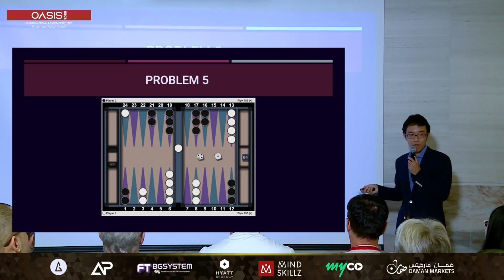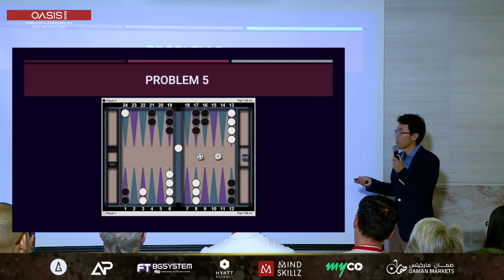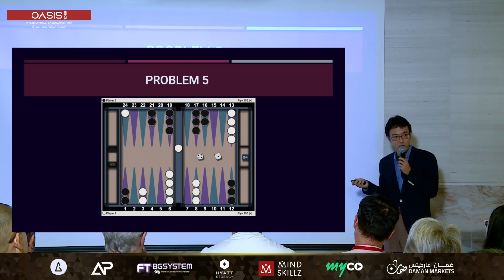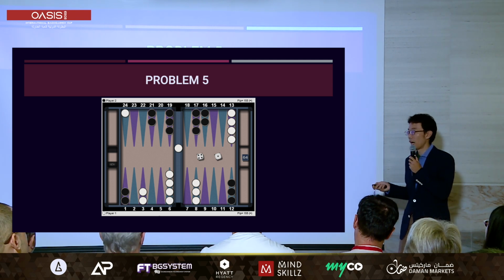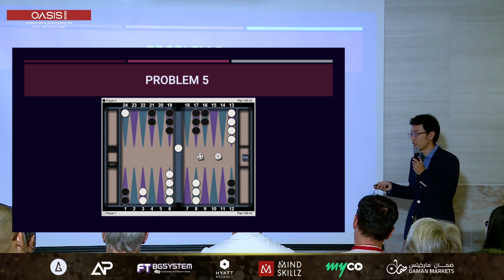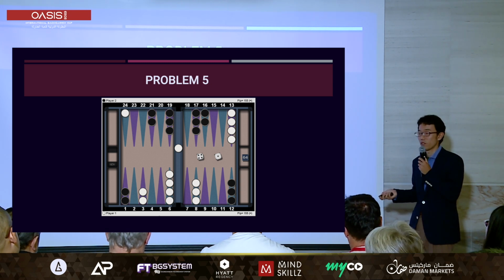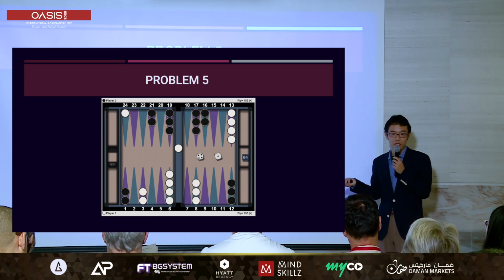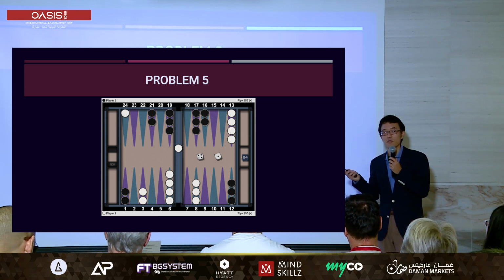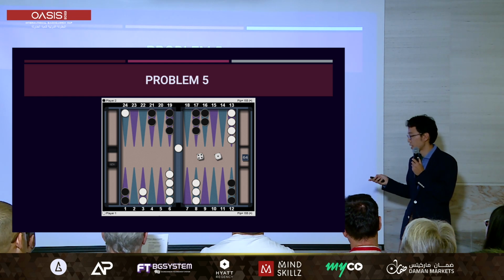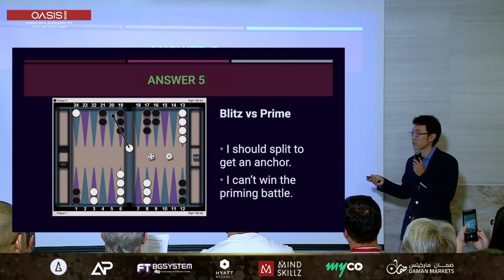White has a blitzing position, and black has a priming position. And although you have a blitzing position, you cannot attack him. He has no blot. So if you wait and see what's going to happen, he primes you. So you have to act now, which means go 20, go 20.